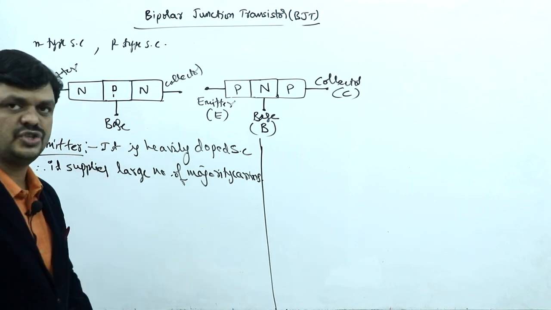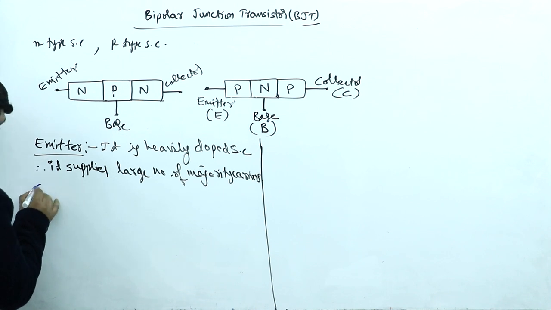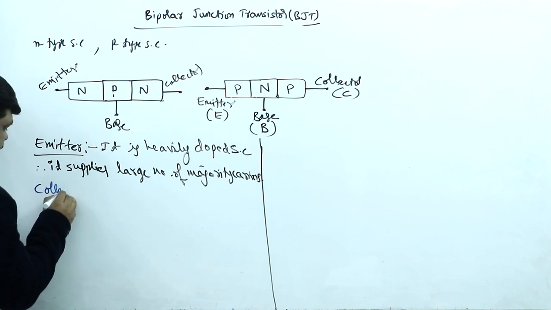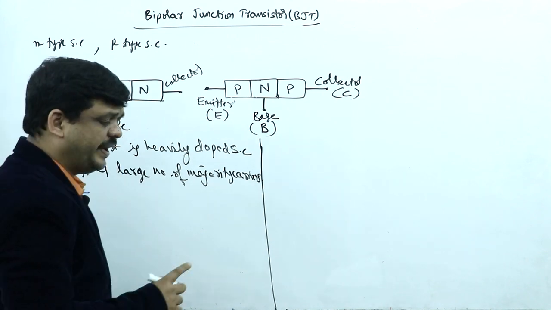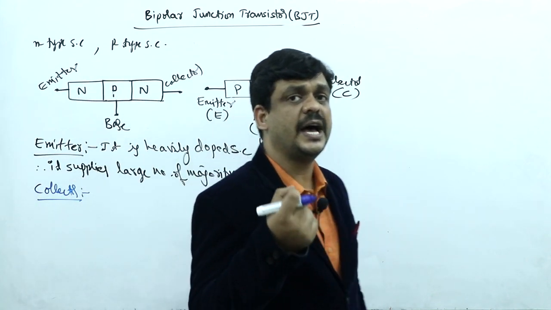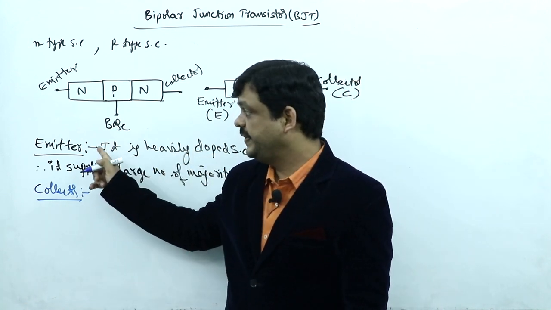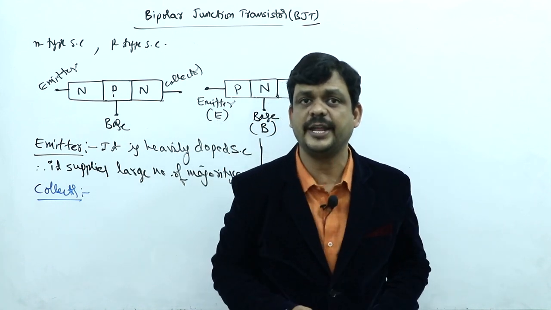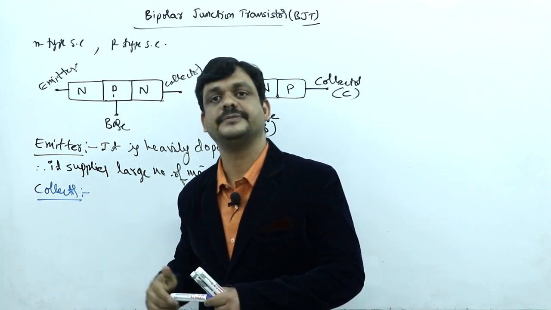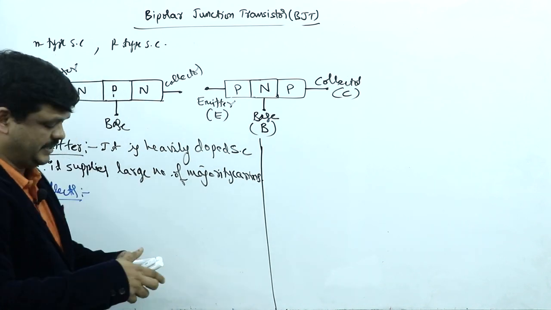So this is the function of the emitter, right? And later one more terminal is there, that is collector. See, just now I have explained one semiconductor is highly doped semiconductor, it always emits the carriers. If it emits the carriers, these carriers have to be collected by some other semiconductor, that is done by the collector. That's why the name is here. It collects the carriers, right?